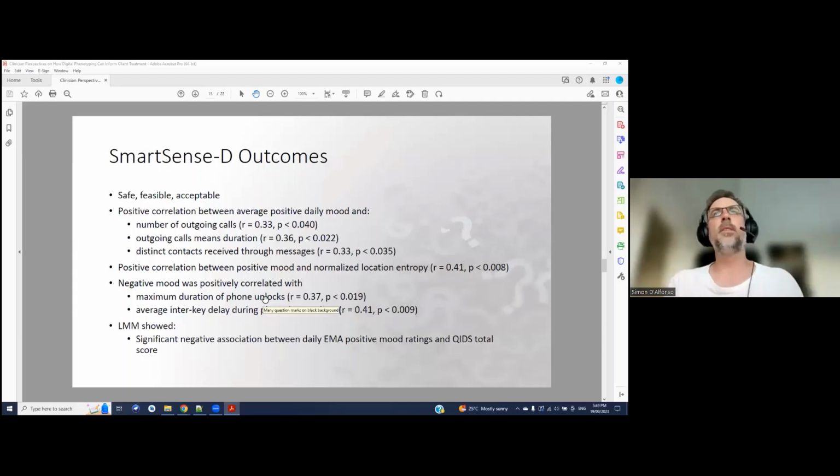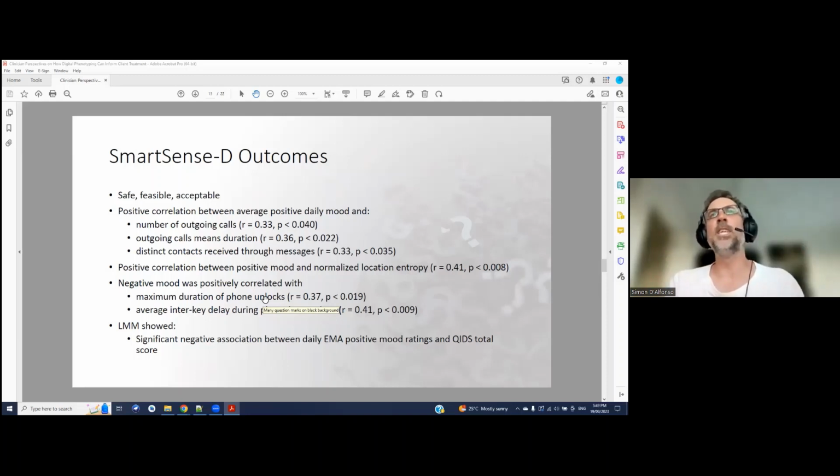Some of the outcomes, and we currently have an outcomes paper on this being generated by one of our PhD students, Andreas Camargo, and he's found some interesting things. This pilot study was safe, feasible, and acceptable. That's good. That's all I can really say about that. I'm more interested in what comes after that.